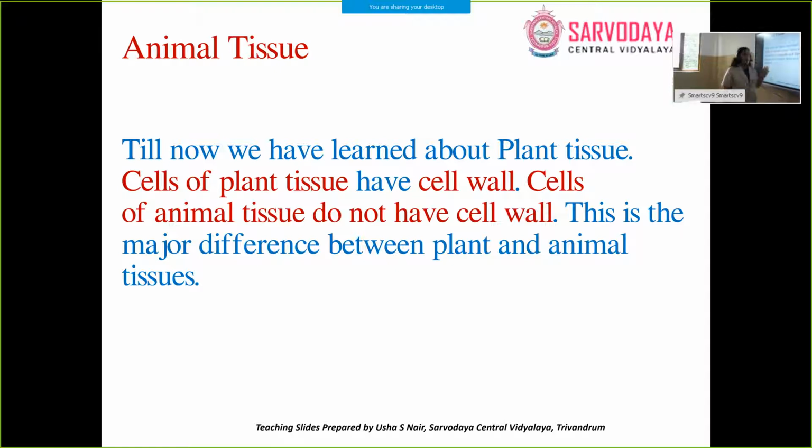Now we will start with animal tissue. Obviously the main difference between animal tissue and plant tissue is that plants have a cell wall and animal tissue does not. So till now we have learned about plant tissue, whose cells have a cell wall, and the cells of animal tissue do not have a cell wall. This is the major difference between plant and animal tissue. We have been learning this since last year.